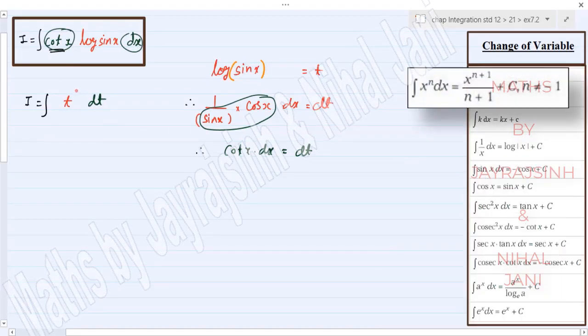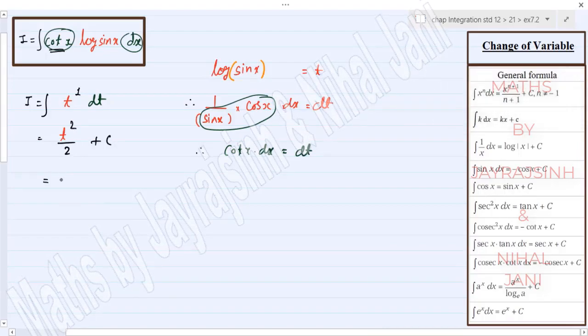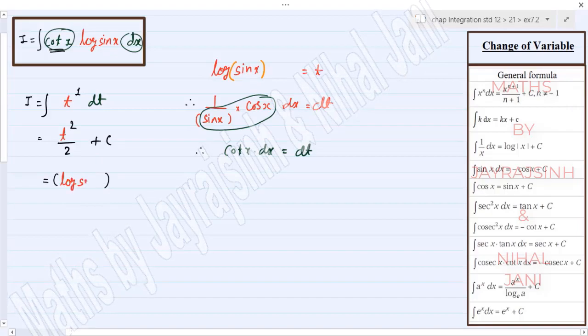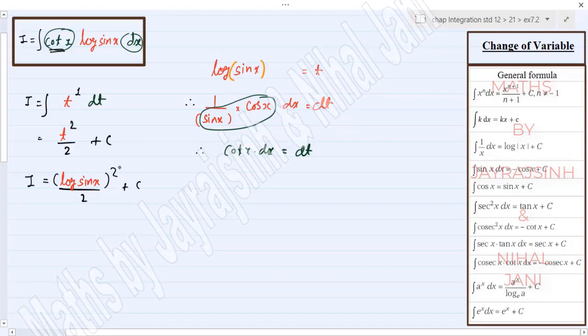Or we can say we just have to integrate t raised to 1, which is t raised to 1 plus 1, or we can say 2 by 2. And to get the final answer, just substitute the value of t, which is log sin x. So log sin x the whole square by 2 plus c is your final answer. Ta-da!